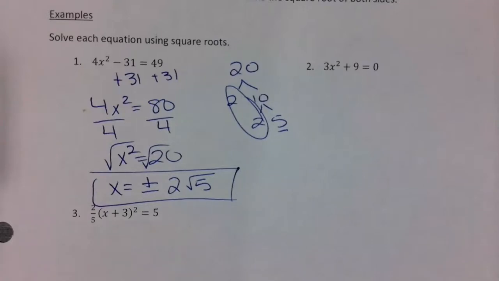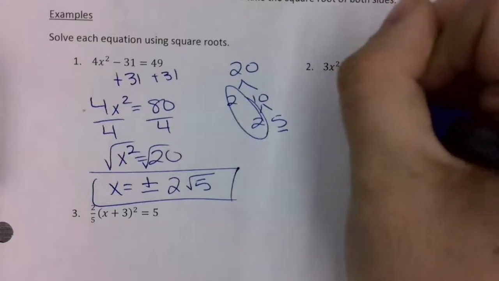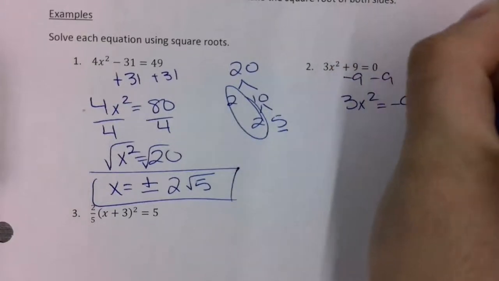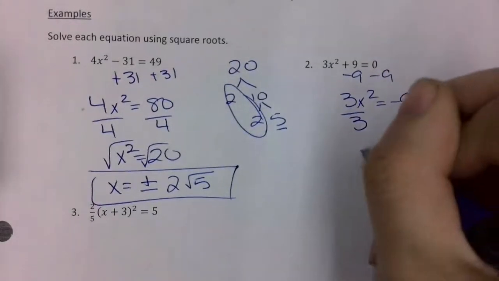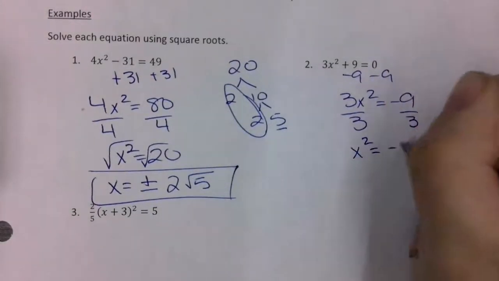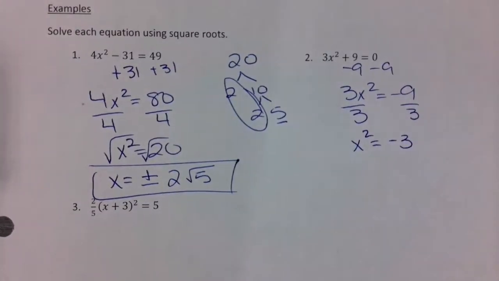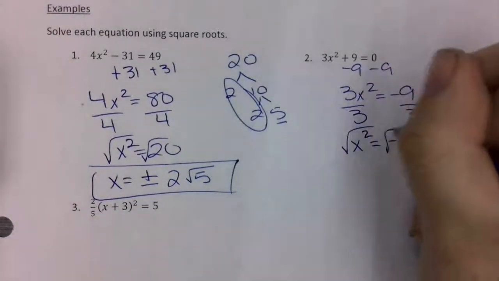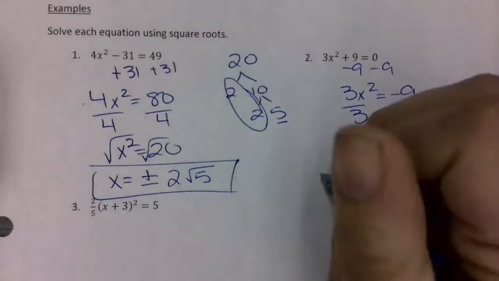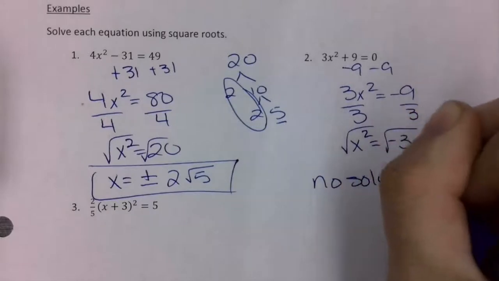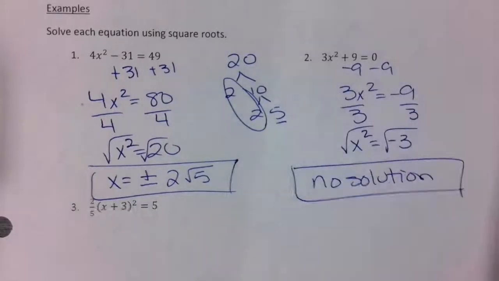Okay, so then what do I want to do for number 2? You subtract 9 from both sides. Okay. And then divide by 3. What's the square root of negative 3? Positive 3. Nothing. You can't take the square root of a negative number. So my answer here is no solution.